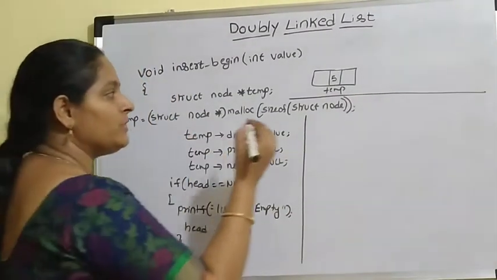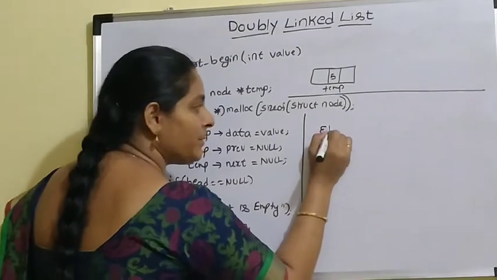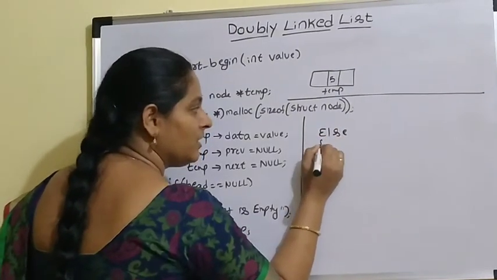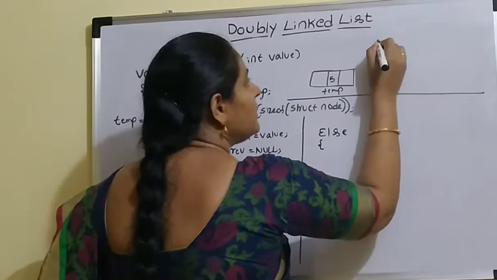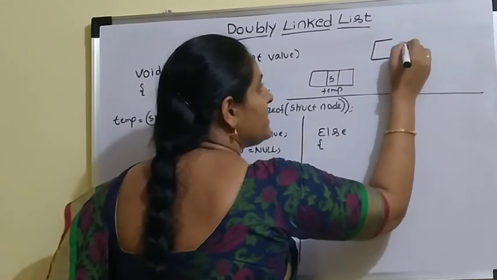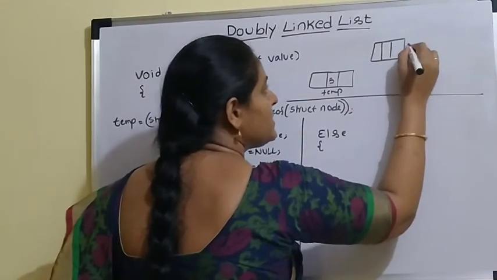Now just assume that your list is not empty, the else case. Here we already have some elements in the list. Just assume we have some elements in the list.